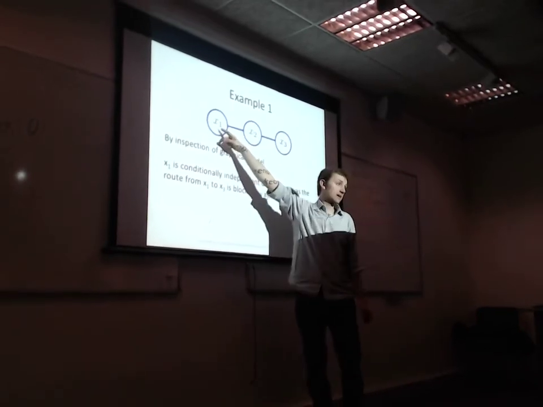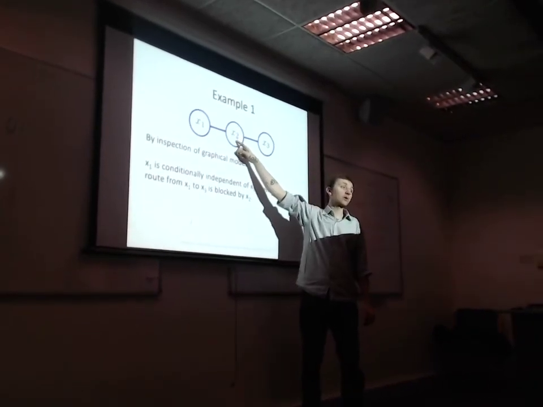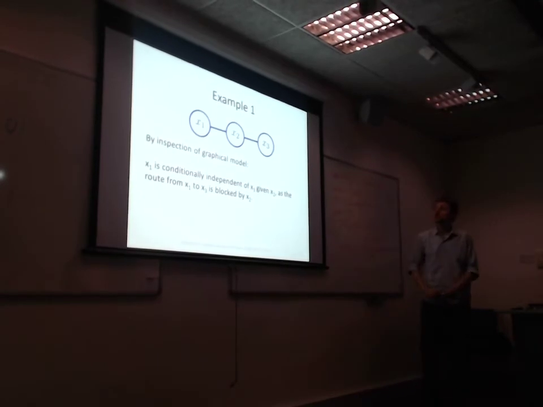To determine the state of x1, all I need to know is x2. Getting a hint about x3 won't help at all. So you could say that the route is blocked by x2.